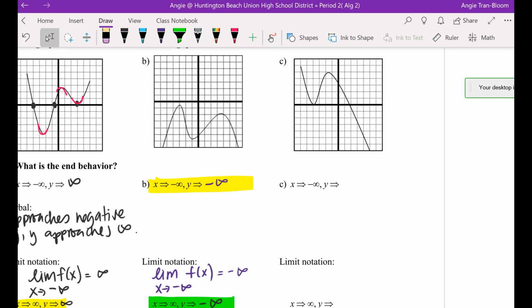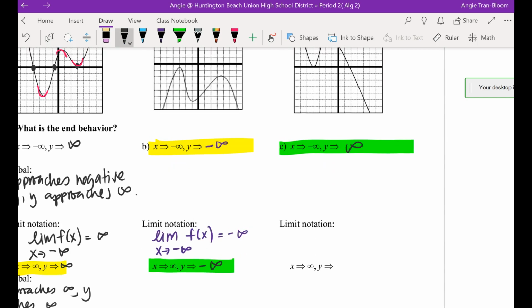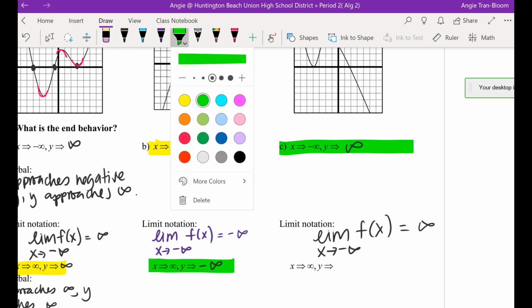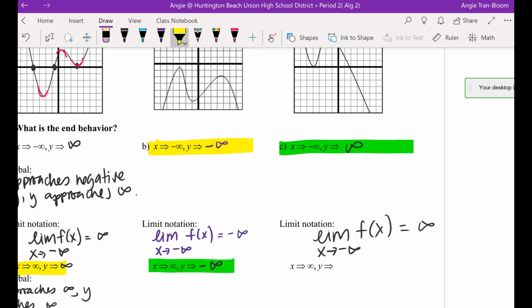All right, Madeline L., can you tell me the first one in this green right here? What did you write? As x approaches negative infinity, y approaches infinity. Beautiful. I like that. Limit notation. Limit as x, arrow, negative infinity of our function. Y equals infinity. Okay, so next one. McKenna, can you help me read this yellow highlighted piece right here?